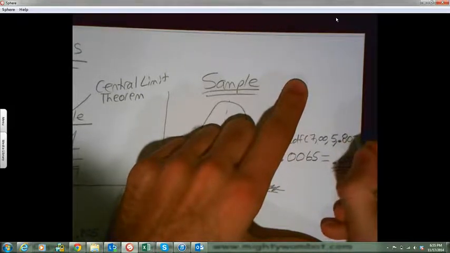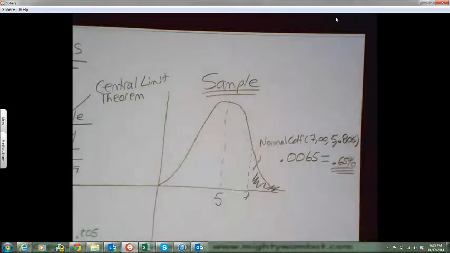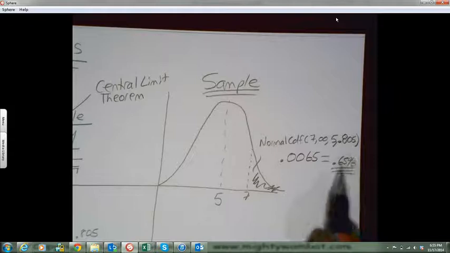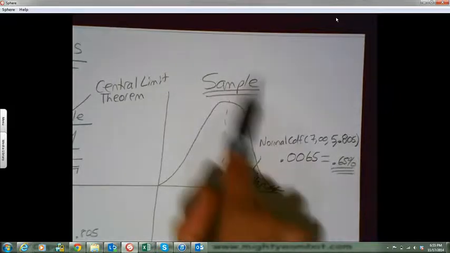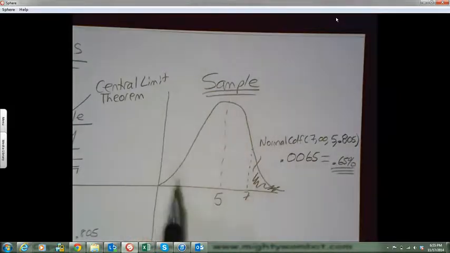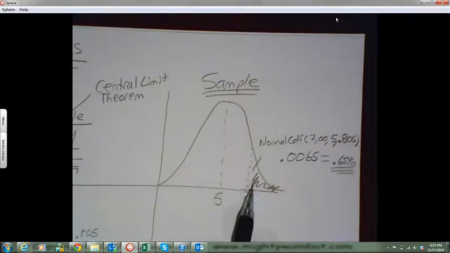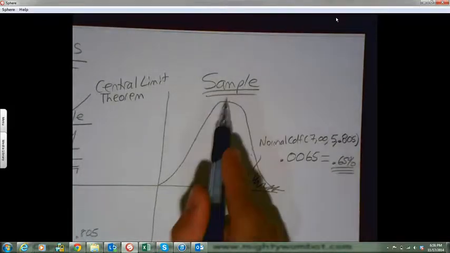Yes, it is. Great. So what this is saying is that there's a 0.65% chance that within the sample of 5 days that we exceed 7 widgets that are defective. So basically, it is super rare that the sample has more than 7 widgets that are defective.